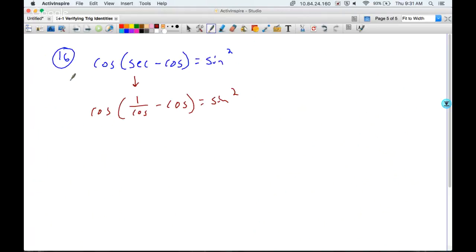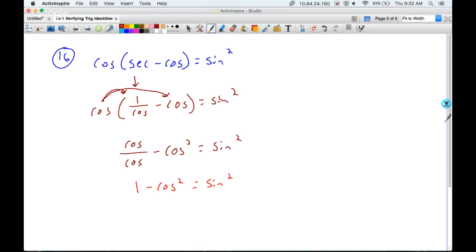Now we're going to look for ways to maybe do some canceling. I can't really directly cancel anything, so I'll distribute this cosine in. When I multiply cosine to 1 over cosine, it'll become a cosine over cosine minus cosine squared equals sine squared. This here will become a 1 minus cosine squared equals sine squared.